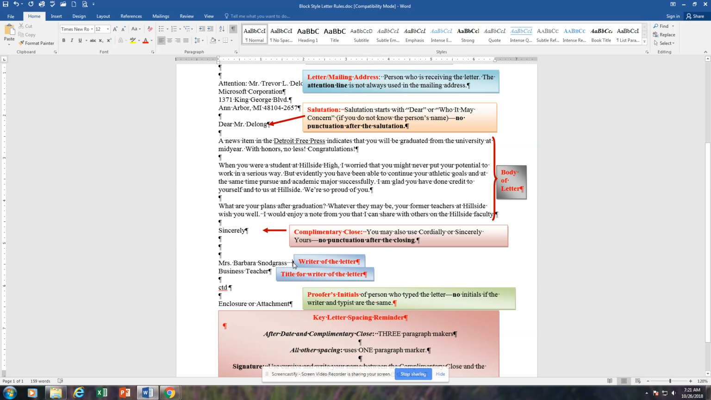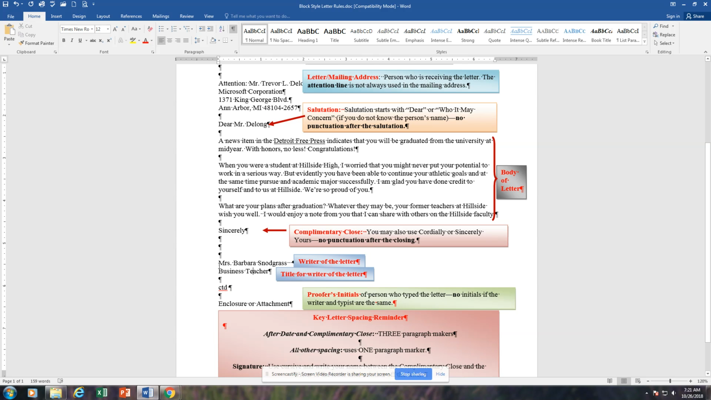This would be the person who's actually sending the letter to Mr. DeLong. So the person who's writing this letter is Mrs. Barbara Snodgrass. She is a business teacher. So here is the writer of the letter. There's a hard return, so we know we're starting a new line. And this is her title. This could be doctor. It could be a lawyer. Whatever title it is they would put after their name.